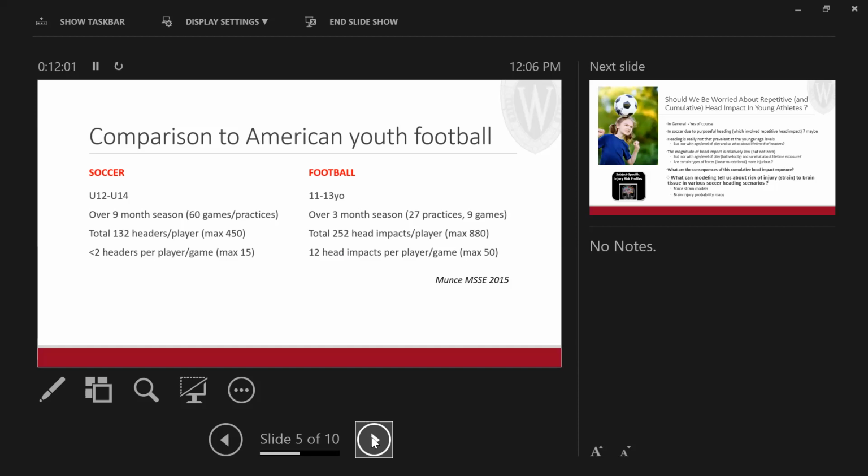The max was 450, right? So then there are some kids who are heading it quite a bit. A lot of the kids are not heading it much at all. But it averaged out to less than 2 headers per player per game, and the max was like 15. So there were some players who were in that 15.